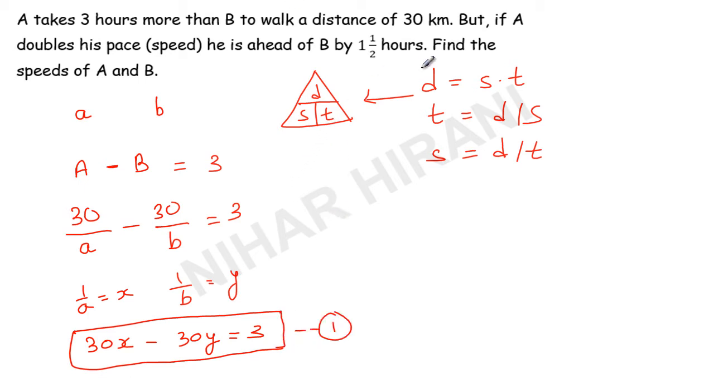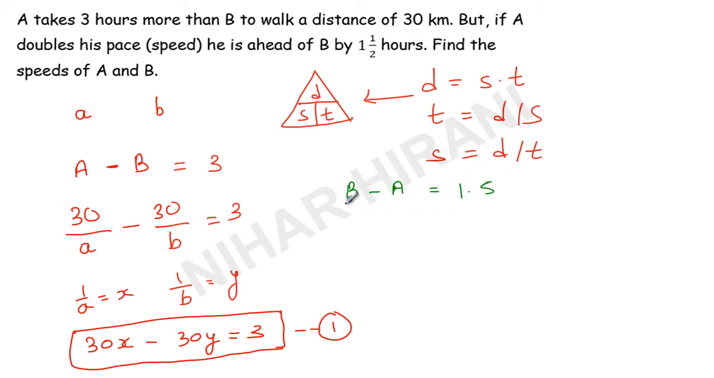Let us think about situation 2. If A doubles his speed, he is ahead of B by 1.5 hours. So in the second statement, if A doubles the speed, he will be faster than B, isn't it? It means B will take more time. So if you subtract time taken, B is taking more time, so I will write B first. I cannot write A minus B, because that will be the wrong order and give us negative 1.5. But we don't want negative 1.5, we want positive. So here B minus A. Why? Because B is taking longer. A has double the speed, so A will be faster. B is taking longer, so B minus A is equal to 1.5.